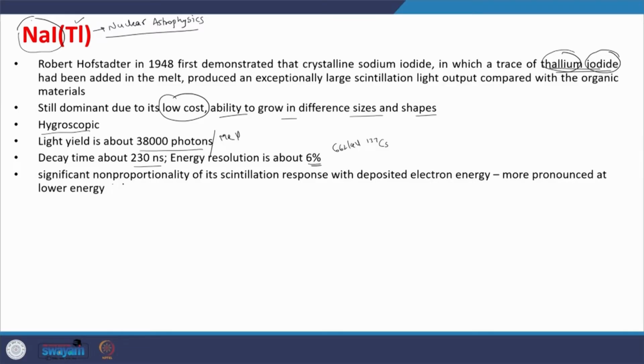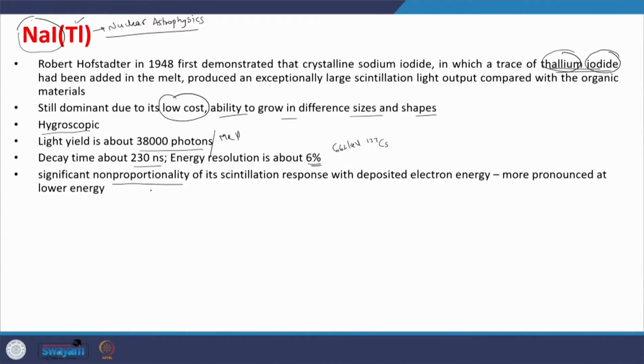Significant non-proportionality. So, when I say non-proportionality, it means the relation between the number of photons emitted and the amount of energy deposited. Because of various reasons, it is not always proportional. So, this non-proportionality is significant in the case of sodium iodide, mainly at low energies. Okay. So, it is not very important for us, because the gamma rays of our interest are above 1 MeV kind of thing.